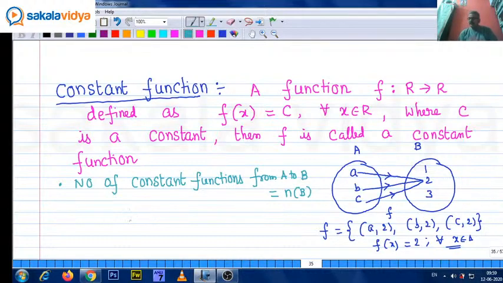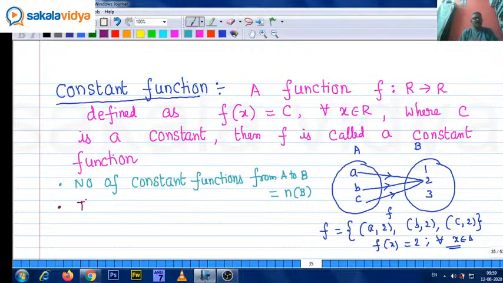Okay, next, f of x is equal to c, which means y is equal to c. Y is equal to c represents a straight line parallel to the x-axis. The graph of a constant function always represents a straight line which is always parallel to the x-axis. So let us write that point now.